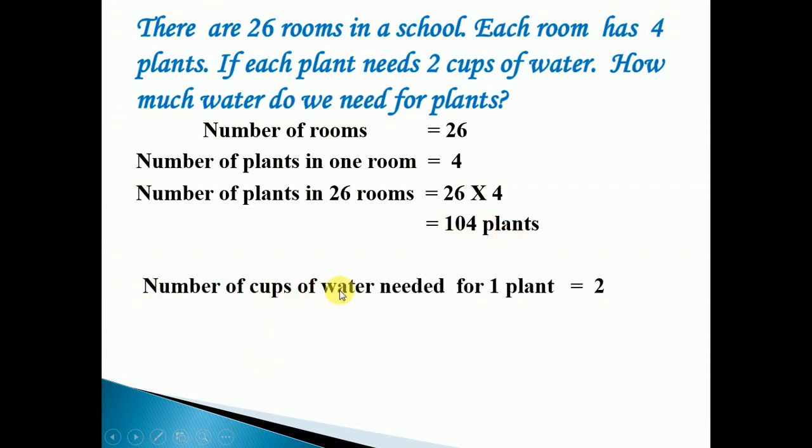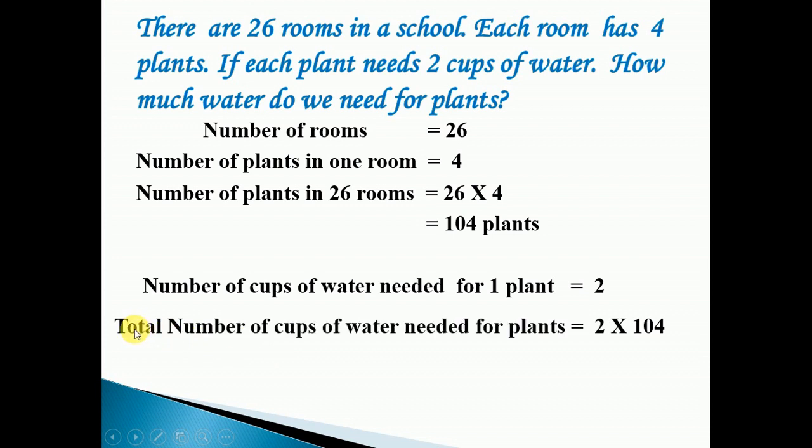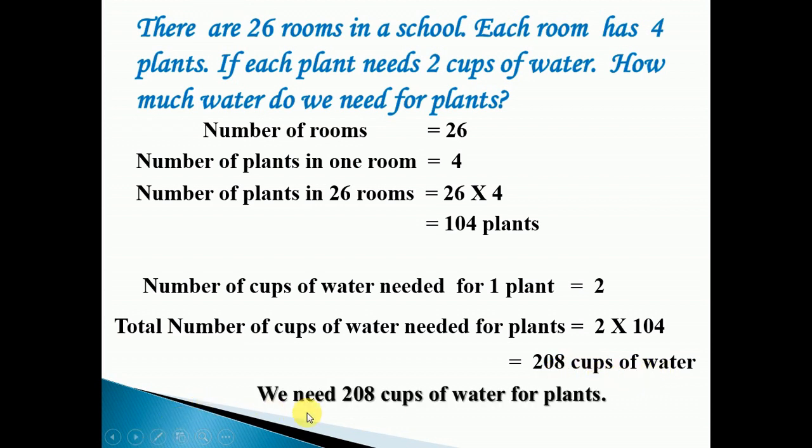Number of cups of water needed for one plant is equal to 2. Total number of cups of water needed for the plants is equal to 2 into 104 is equal to 208 cups of water. Thus, we need 208 cups of water for the plants.